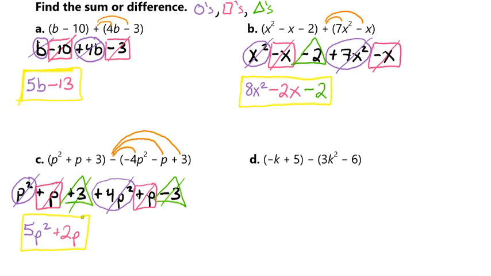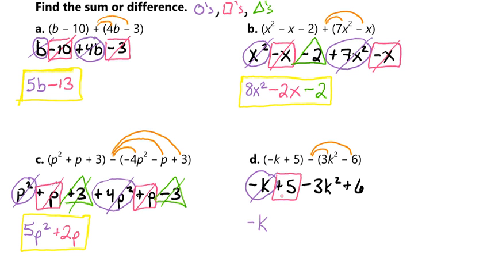So here we have negative k plus 5 minus the quantity 3x squared minus 6. So nothing's going to change my first part, but I do have a negative sign, or a minus, that will change those. So that's going to become a minus 3k squared and a plus 6. I'll draw a circle around my k, and that's the only k. It's by itself, so minus k. Then I'll draw a box around my next term, which is a 5. It's a constant, and I have another constant right here, the 6. And 5 plus 6 is 11. And so that one's done.